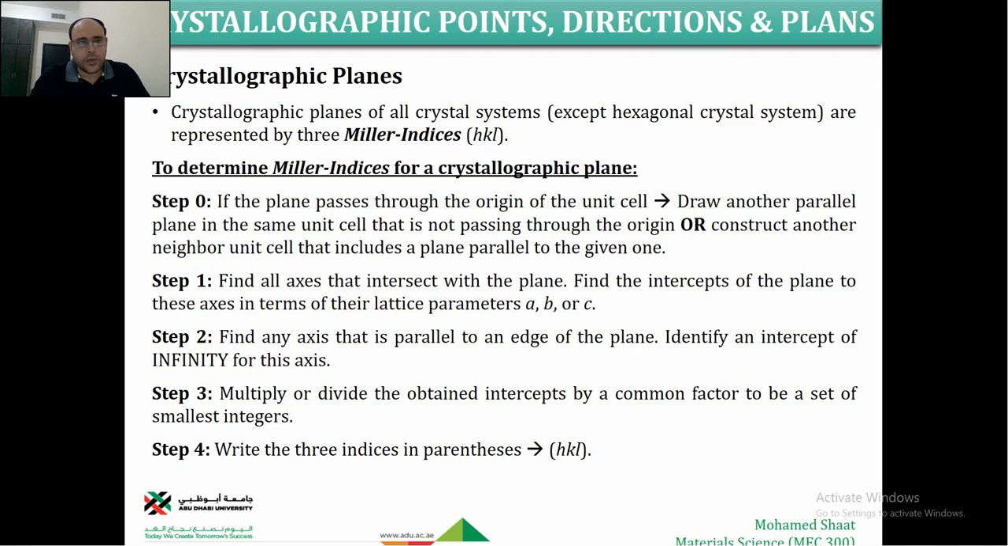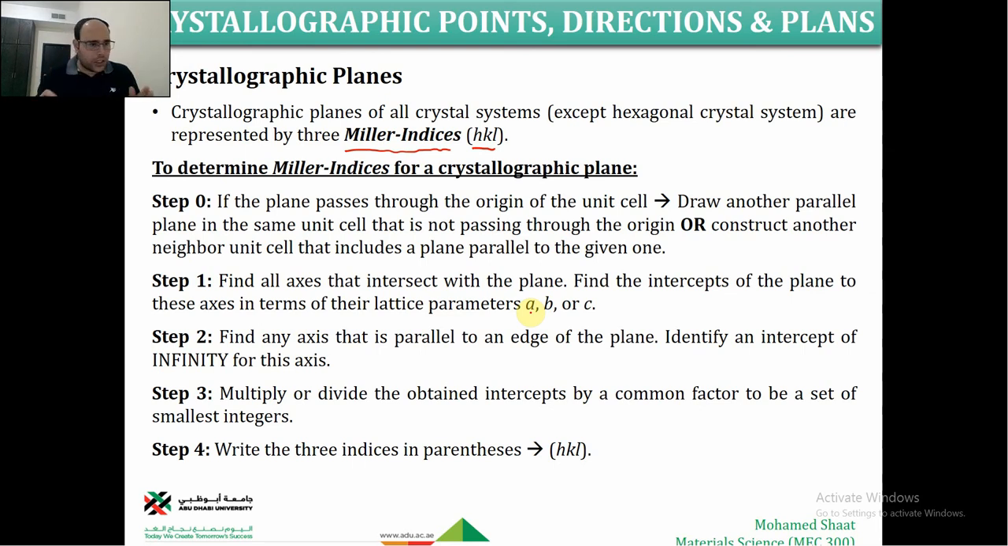Crystallographic planes of all crystal systems except the hexagonal crystal system are represented by three Miller indices, and these indices are arranged as H, K, L. The H is an index which is conjugate to the x-axis. The K is another index which is related to the y-axis. The L is related to the z-axis. And all of them should be enclosed in a circular parenthesis, not a square bracket.